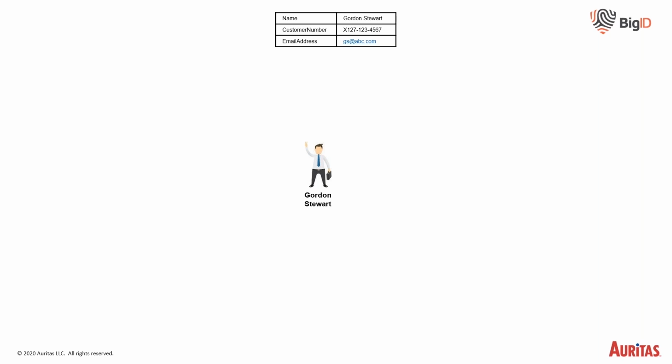Gordon Stewart is a person. We might have a customer number for him, maybe not. It's not a requirement, and we have an email address. Now, here comes a requirement where we want to address data discovery. It could be a requirement around privacy. It could be a requirement around an audit or a legal dispute. Now, how do we address this part?